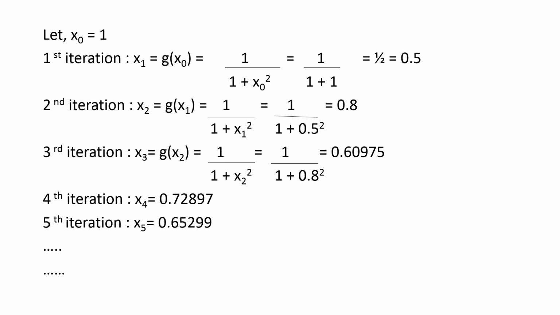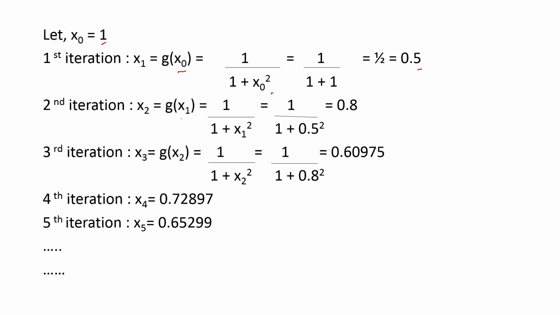Now we are going to find the solution. Assume x0 as 1, and with the help of this x0 you proceed. First iteration: x1 is equal to g of x0, and for g of x we found 1 by 1 plus x square. So x1 is equal to g of x0 is equal to 1 by 1 plus x0 square, and you are getting 0.5. Then you come to x2.